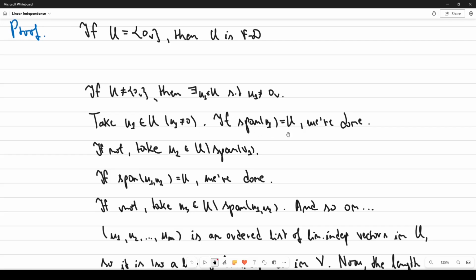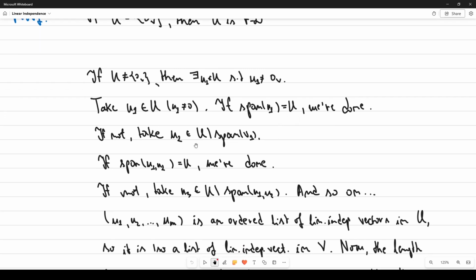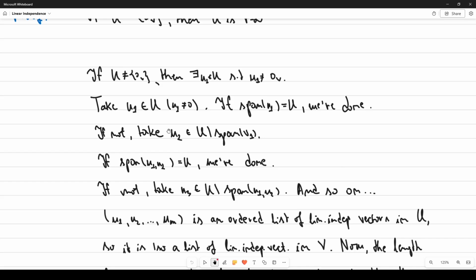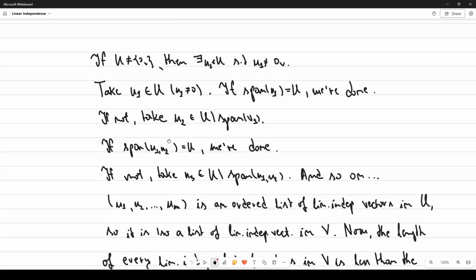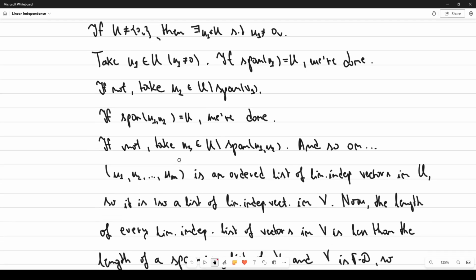So take that u1 from U, which is different from zero, and now take its span. And now if the span of that vector is equal to U, well, U is finite dimensional and we're done. If span of u1 is not equal to U, well, then take u2 from U without the span of the first vector. So we have our space U, and from it we remove all the vectors that I can get using the vector u1. And now I take some u2. And now I look at the span of those two vectors, and if that is equal to U, again, we're done. Finite dimensional. If not, repeat this process.